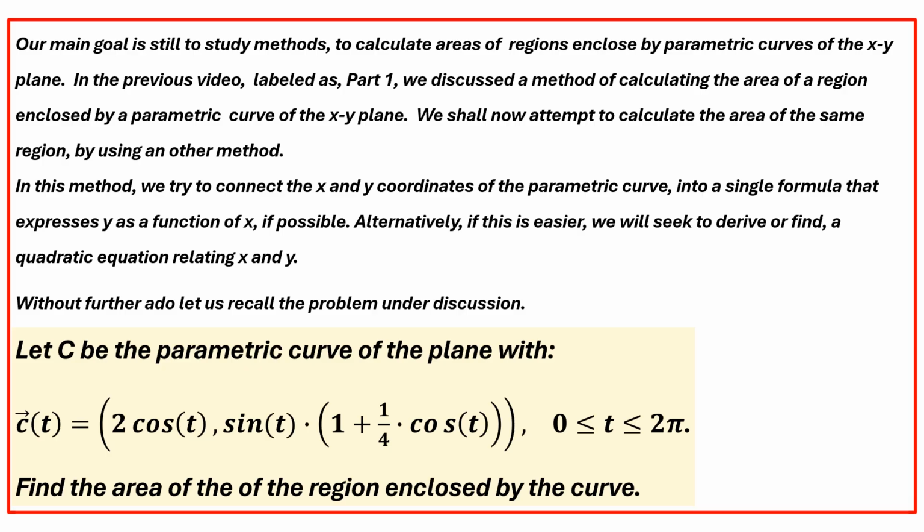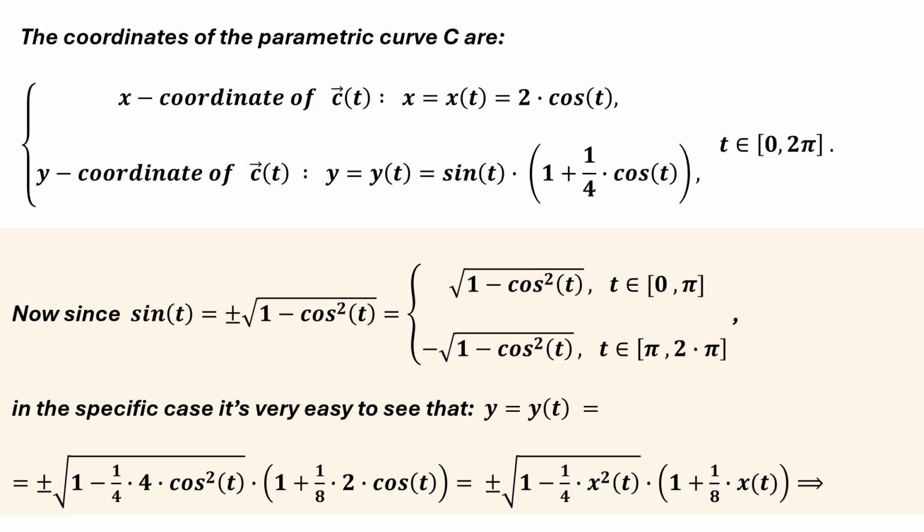In this method, we try to connect the x and y coordinates of the parametric curve into a single formula that expresses y as a function of x, if possible. Alternatively, if this is easier, we will seek to derive or find a quadratic equation relating x and y. Without further ado, let us recall the problem under discussion. Below we see the coordinates of the parametric curve C.